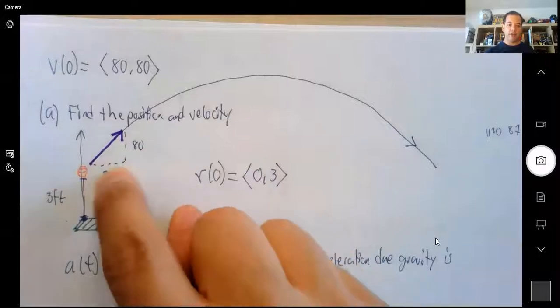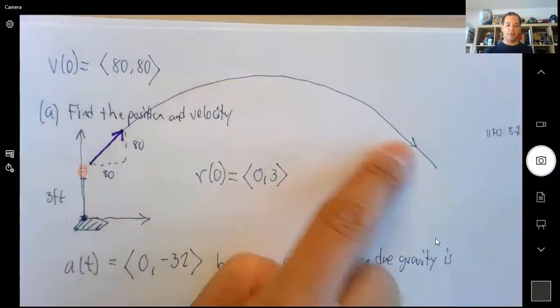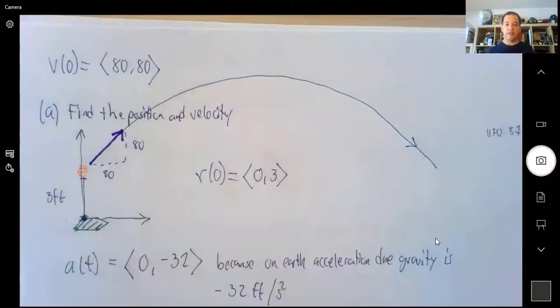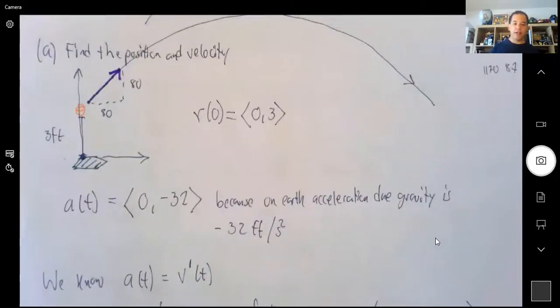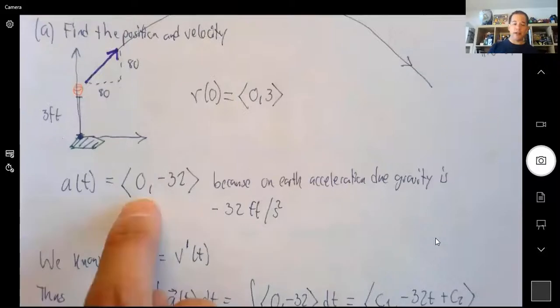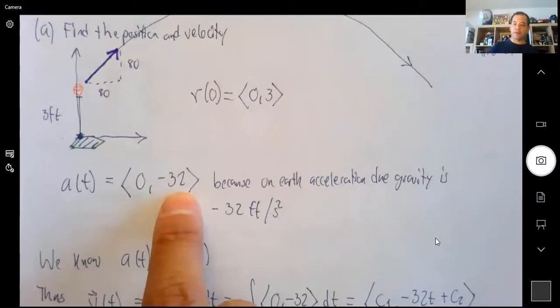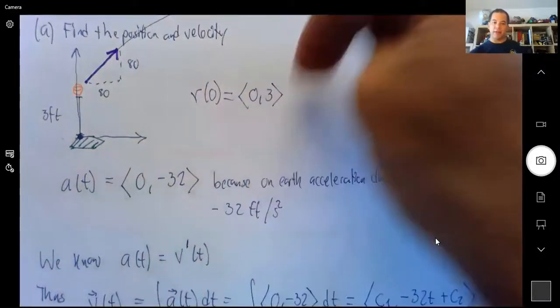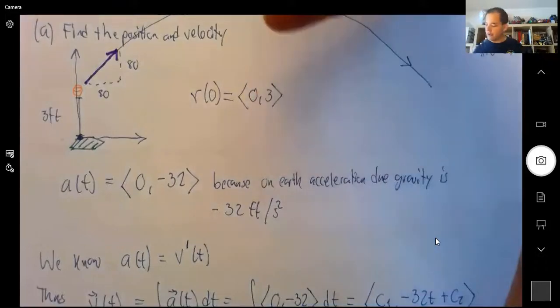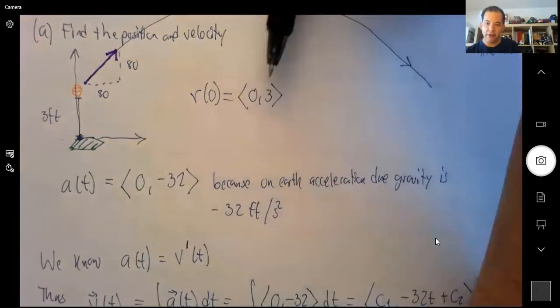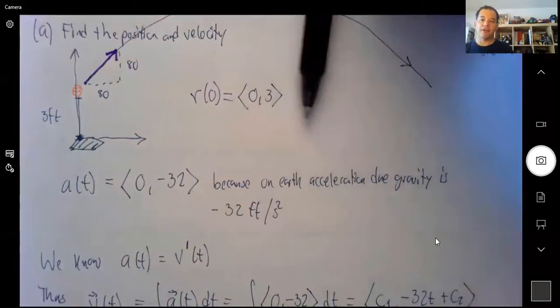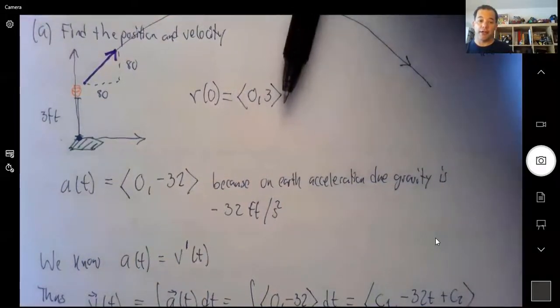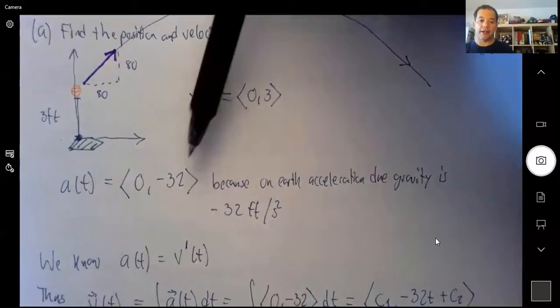And then once you hit it, it goes like this, right? And that's what we need to find out. And the only physical consideration that we need to observe is that the acceleration due to gravity is given by negative 32 feet per second squared. So that's this force that's always pushing in the down direction. So always going down with a magnitude of 32 feet per second squared. And because it's going down, we have it as a negative.